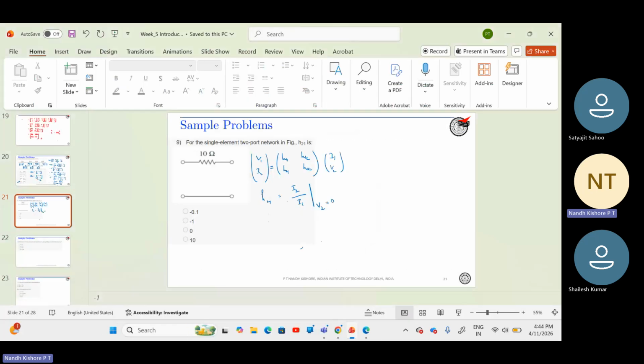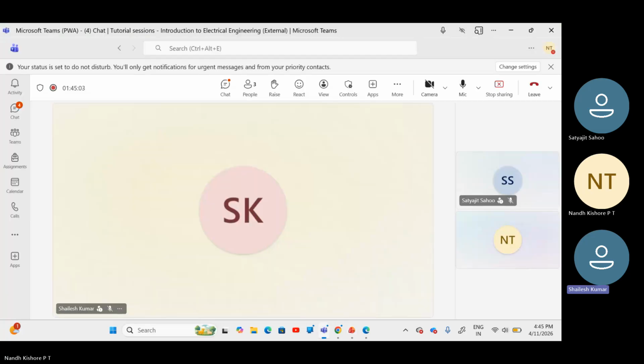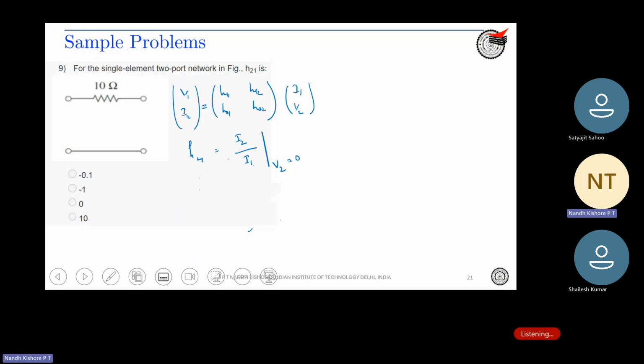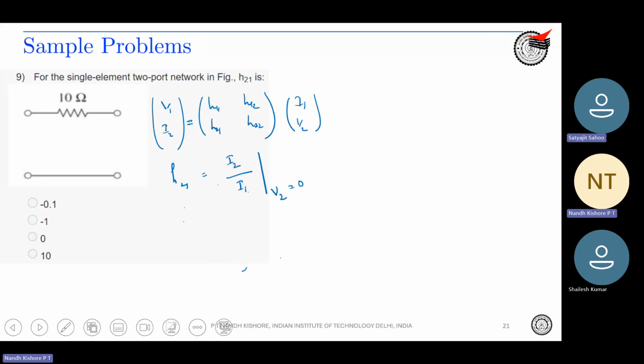Hello, is this correct? Yes, sir. Okay, sorry. Sir, the point is, is it I2 by I1 with V2 equal to 0 or V1 equal to 0, sir?